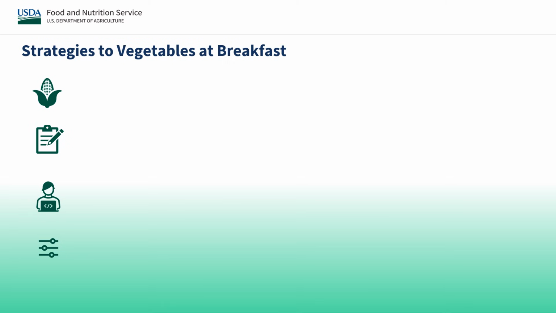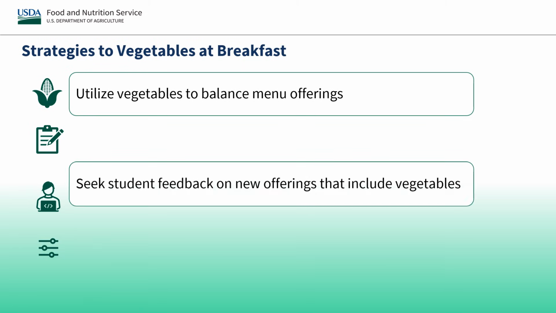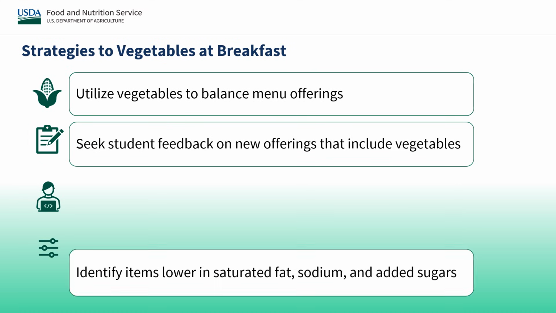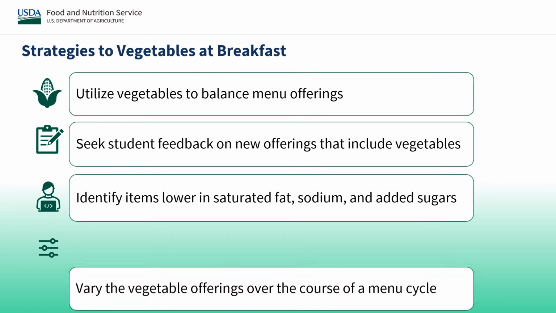Let's cover some strategies to offer vegetables at breakfast. Utilize vegetables to balance menu items with less added sugar. Seek student feedback on new offerings that include vegetables. Work with vendors to purchase fresh and frozen vegetables or vegetable products that are lower in saturated fat, sodium, and added sugars. Vary the vegetable offerings over the course of a menu cycle.